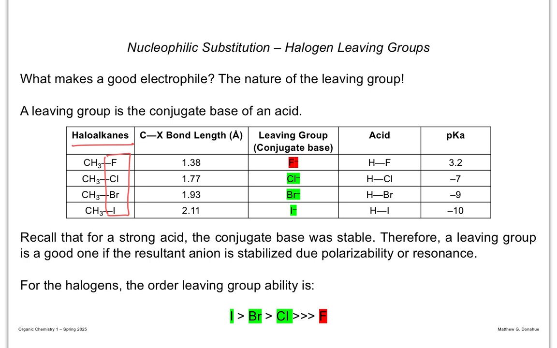Then notice for the comparison, we're just keeping methyl the same for all of them. Column 2 is showing you the bond length. So notice that the bond length increases going down the group. So if your carbon atom is sort of static at one point, the carbon-fluorine bond is the shortest, carbon-iodine is the longest.